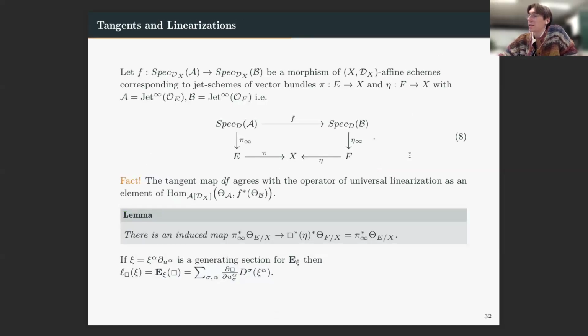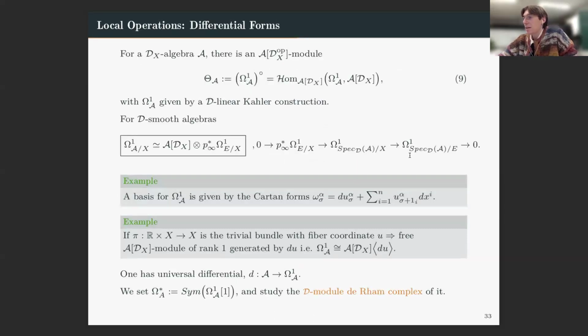You can look at what is the derivative of such a map between D-schemes. It really agrees on the nose with the formulas for the linearization operator. And then Kähler differentials, taken by the Verdier dual, is really what we understand as these Cartan forms. And you can write them in a basis. They really are the Cartan forms in the fiber variables and the base coordinates.